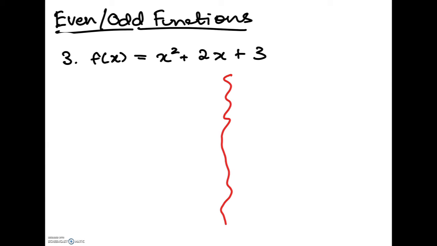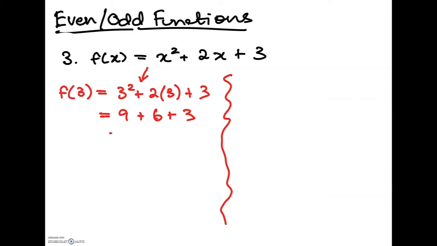So let's split the screen and let's work on substituting a positive and negative number. So if we substitute positive 3, we're going to get 3 squared plus 2 times 3 plus 3. If we simplify this, we get 9 plus 6 plus 3, and that is just equal to 18.